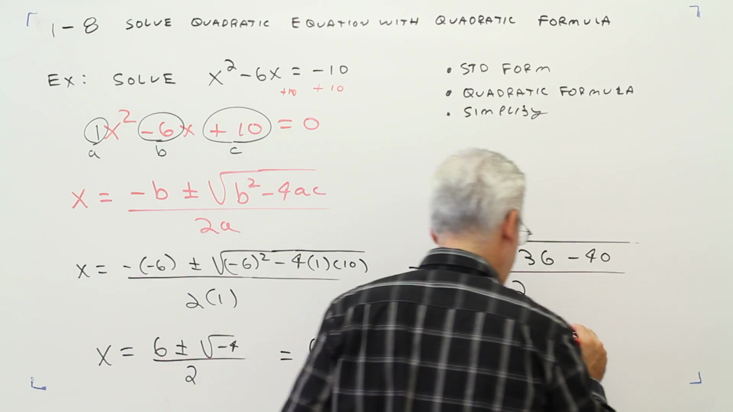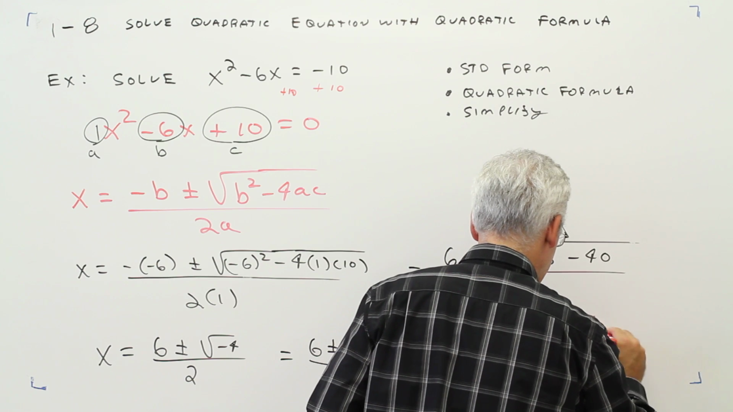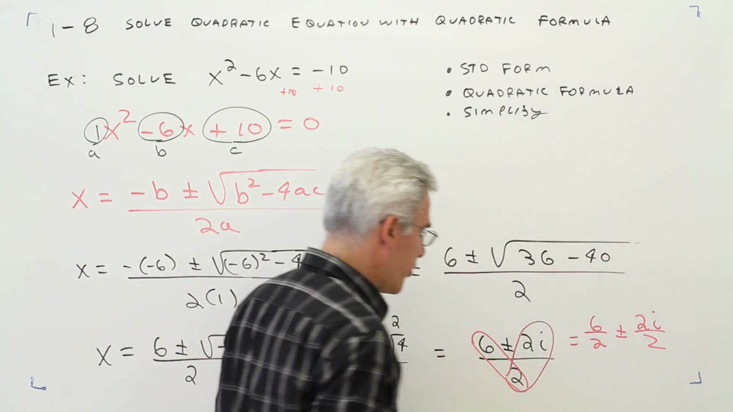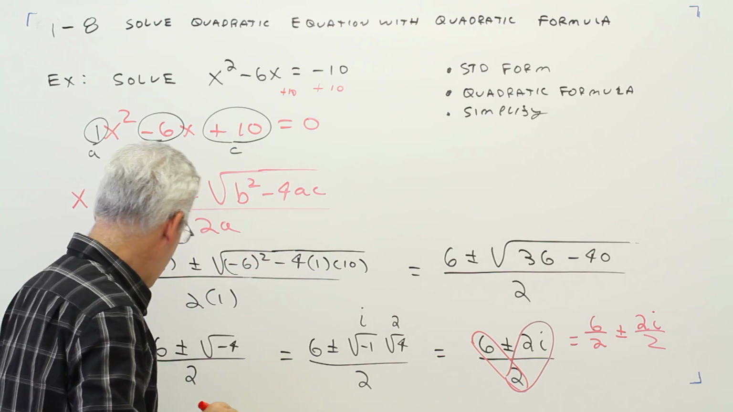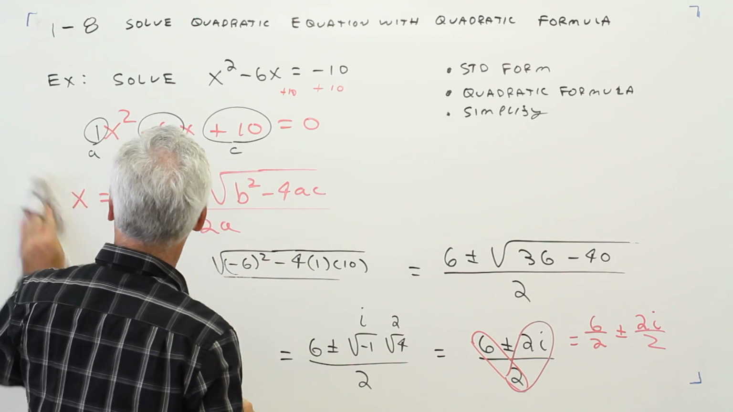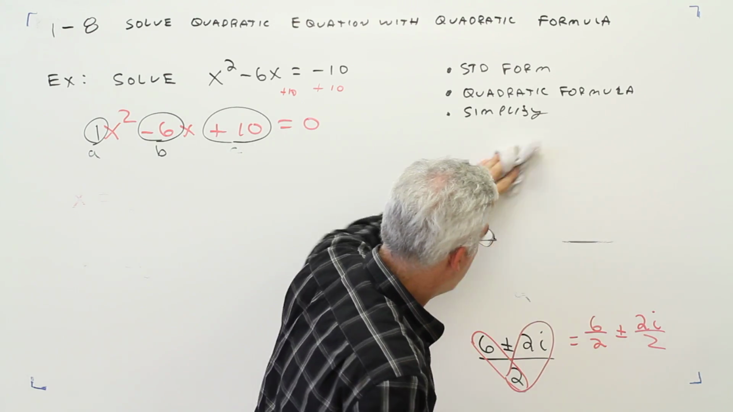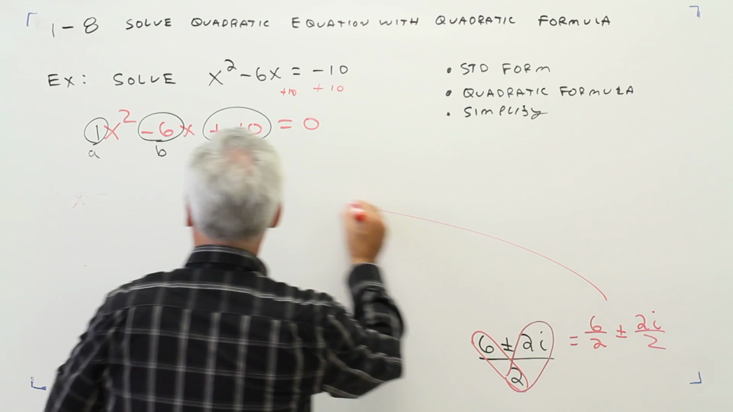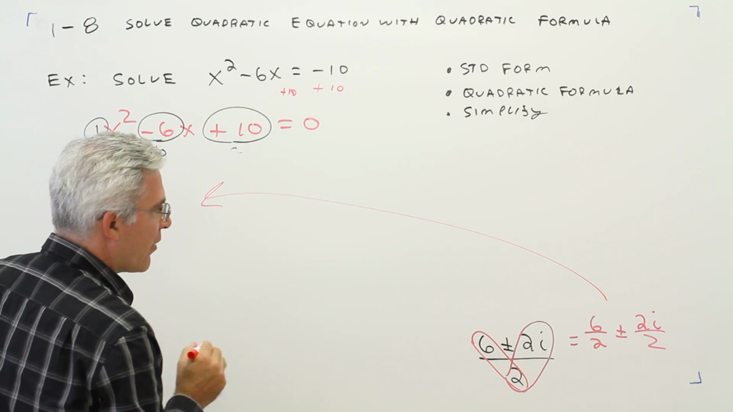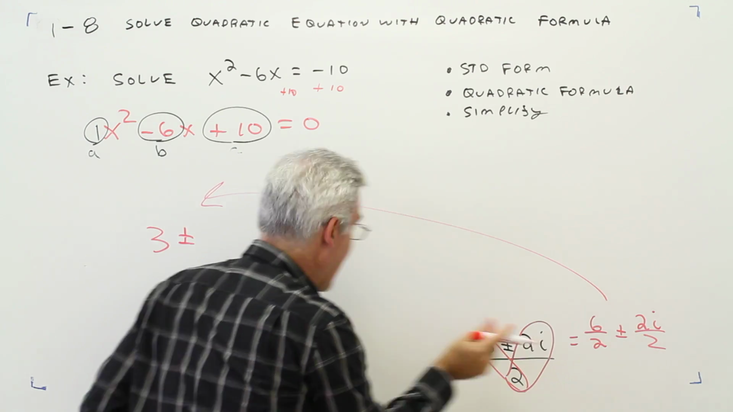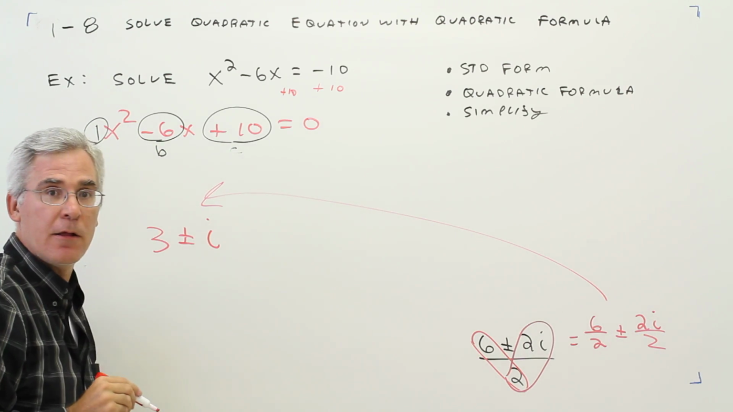Let's see if I can fit that in here. 6 over 2 plus or minus 2i over 2. And I'm running out of room. Let me erase. So I'll just bring that back into the middle. So that's going to be 3 plus or minus, these 2's cancel, i.